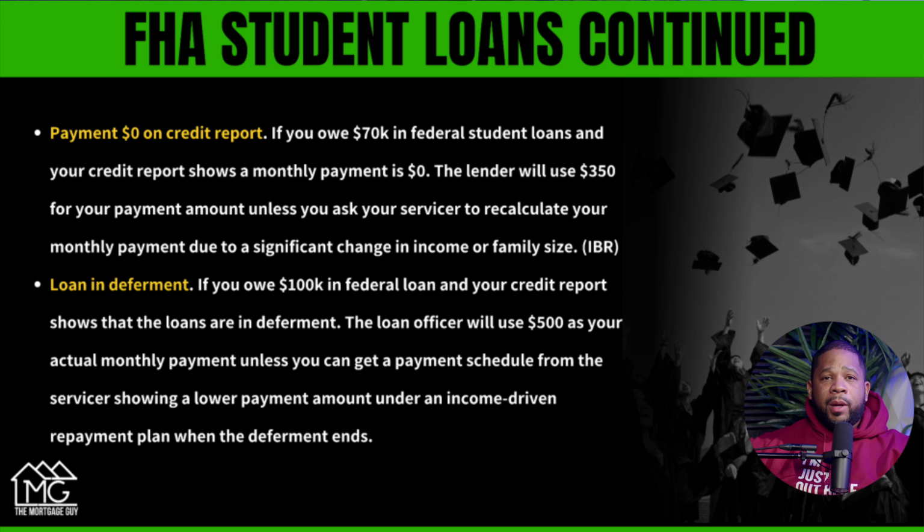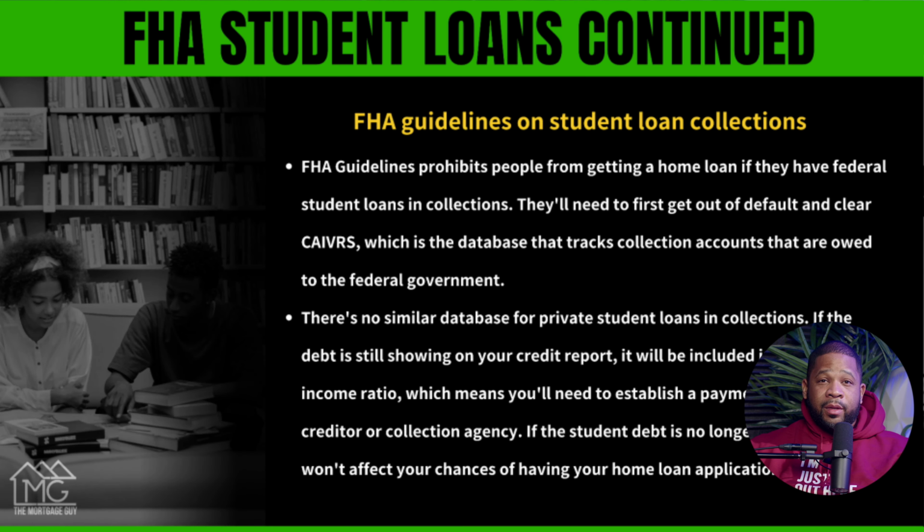Now, if the loan is in deferment, let's just say you owe $100K in federal loans and your credit report shows that the loans are in deferment, the loan officer will use $500 as your actual monthly payment unless you can get a payment schedule from the servicer showing a loan payment amount under income-driven repayment plans when it's deferred. So it's the same scenario, right? These IBRs are helping a lot of people qualify for mortgages, and these are new guidelines, right? And these new guidelines are making it easier for you to qualify for FHA loans. Let's go to the next slide. All right. So here's a couple key things I want to remind you guys of.